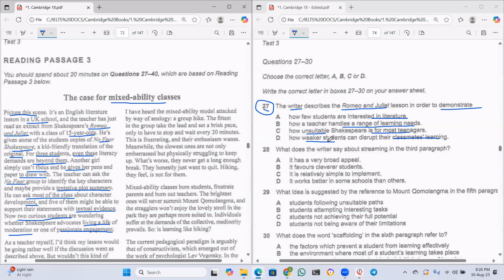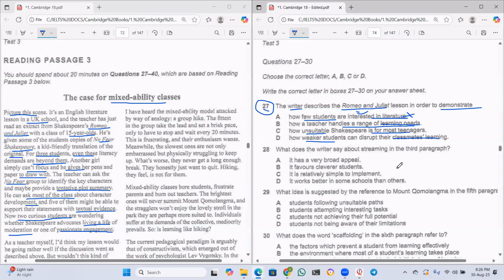Here in the paragraph, he is not talking about students' interests. Who's interested in literature, who's not interested. In the paragraph, he did not speak about that. He only told that literacy might be more demanding for a few students. That's why he gave some different activities, right? So A cannot be our answer. A is gone.